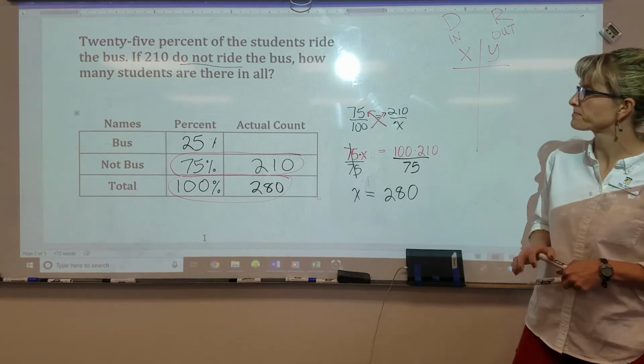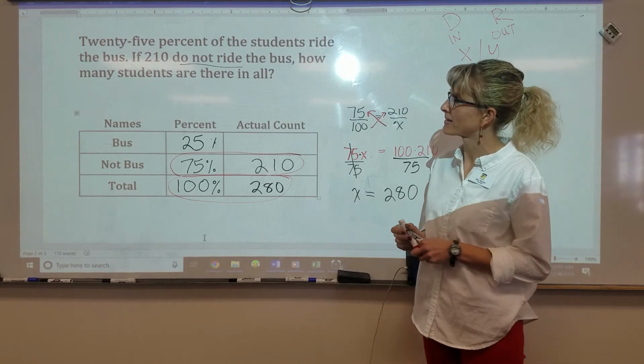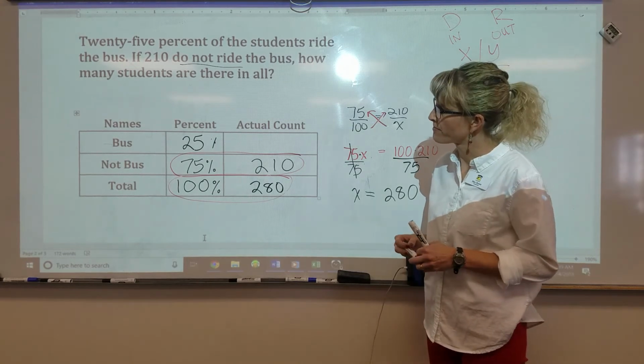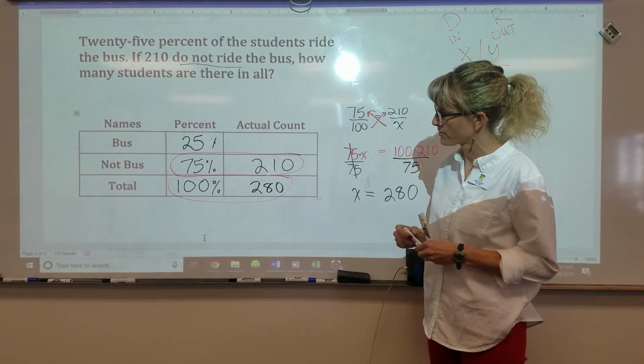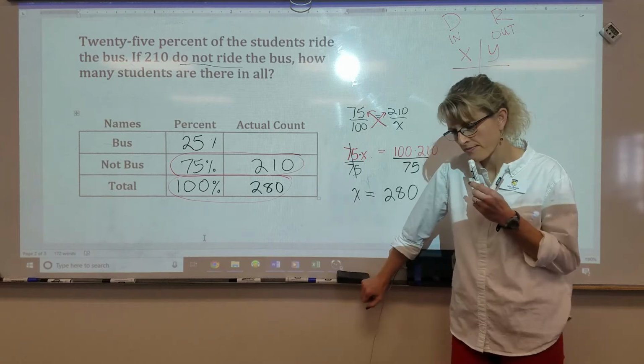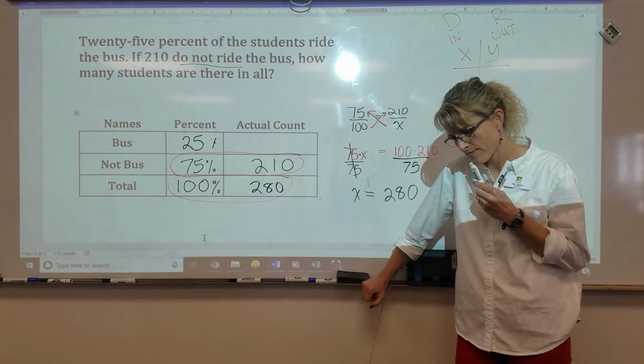Alex? So why can't you just divide it by 3? So like 75% is 3 out of 4. So I just divided 210 divided by 3. Okay. And that accounts for 70 for 25%. So 70 equals 25%. And 70 times 4 equals 280.